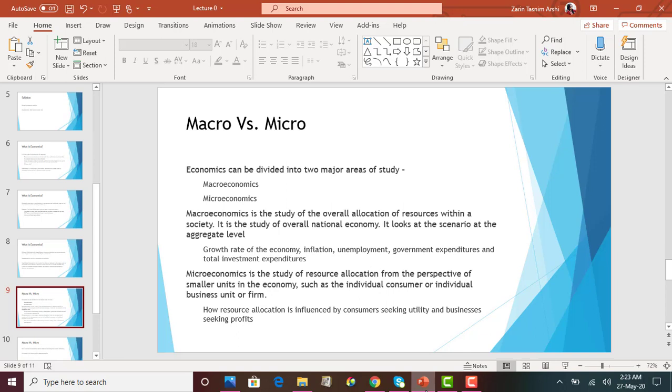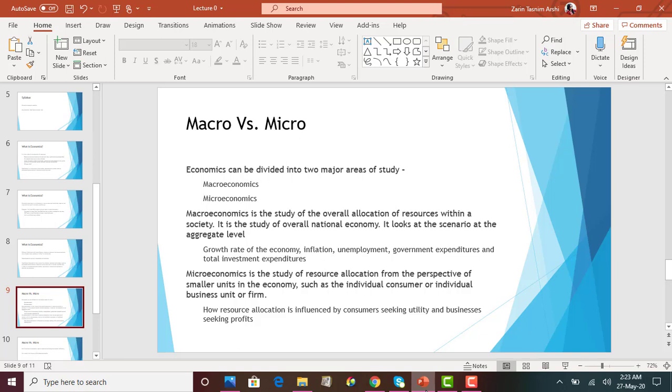Now economics can be divided into two areas. One is called microeconomics and one is called macroeconomics. Now this class is all about macroeconomics. There's another class which you probably will have to take, and I also teach that class. It is called microeconomics. Macroeconomics is basically the study of the overall allocation of resources within a society. It is basically at a group level. When the resources are allocated at the group level, then we are talking about macroeconomics.